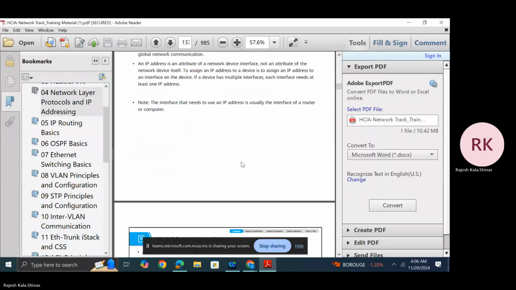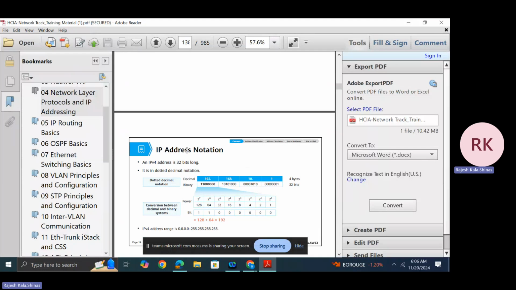Then how do we represent an IPv4 address? It is 32 bits long: 8, 8, 8, 8, which is 4 bytes. One byte is 8 bits, so 4 bytes are there. They are represented in dotted decimal, like 192.168.10.1. Decimal numbers with dots in between. It can also be represented in binary.